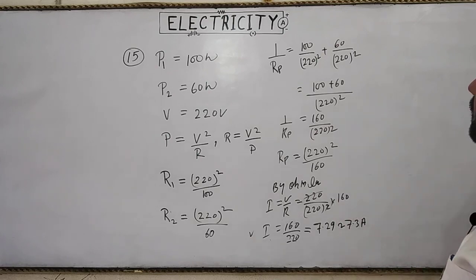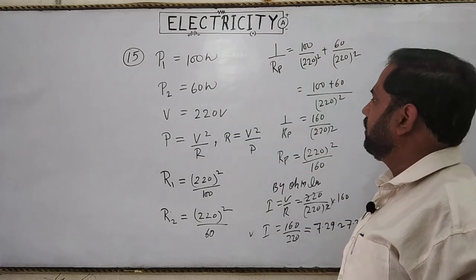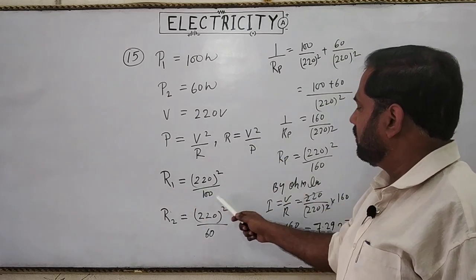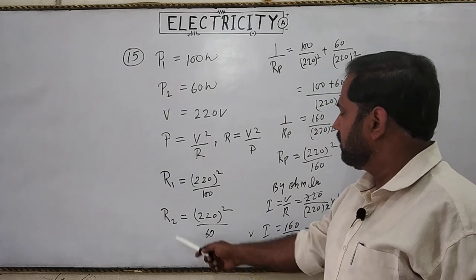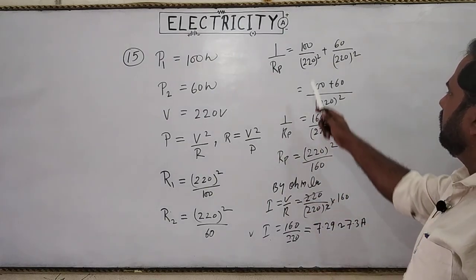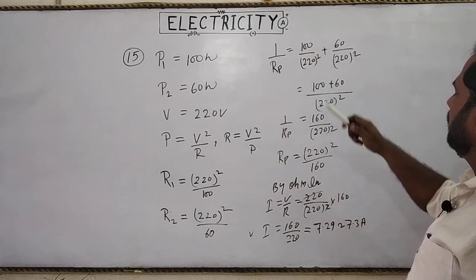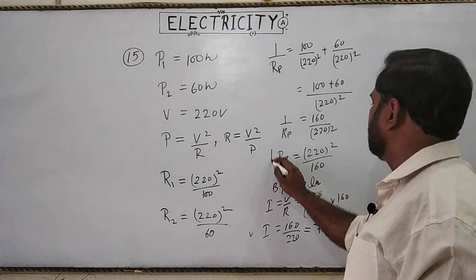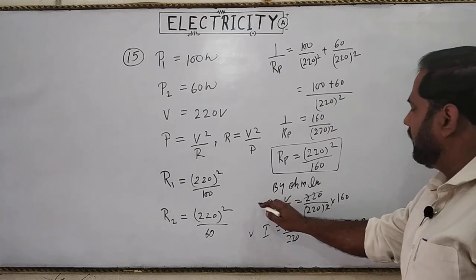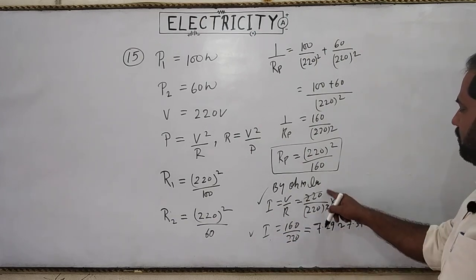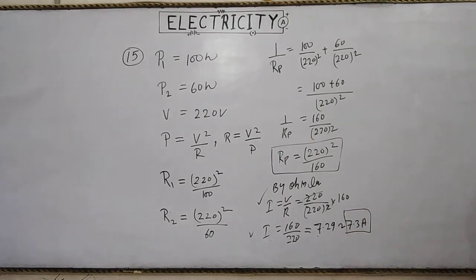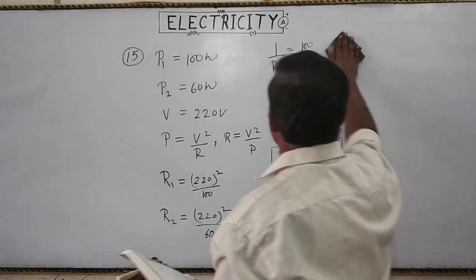So here we have found the current supplied when we connect both lamps in parallel combination. We were given two lamps of 100 watt and 60 watt with a supply potential of 220 volt. First we found the resistance of both lamps: 220 square upon 100 for the first lamp and 220 square upon 60 for the second lamp. Since both lamps are connected in parallel, we took the reciprocals of the resistances and added them. The resultant resistance is Rp equal to 220 square upon 160. We were asked to find the current, so using I is equal to V upon R, we put in the values and the result is 7.29 or 7.3 ampere. So this question ends here. Note it down, and then we will go to our next question.